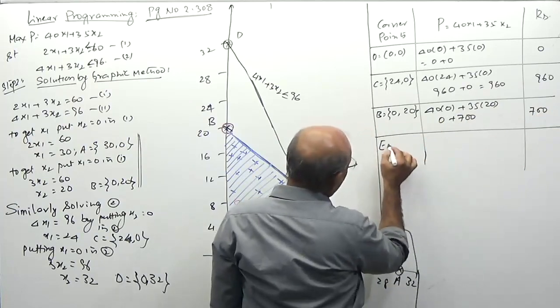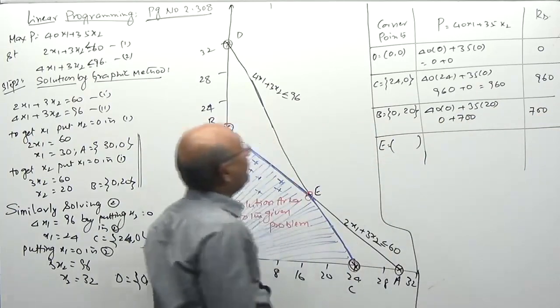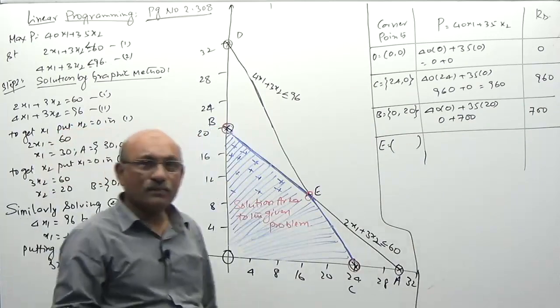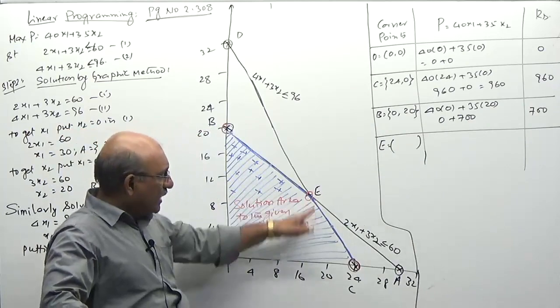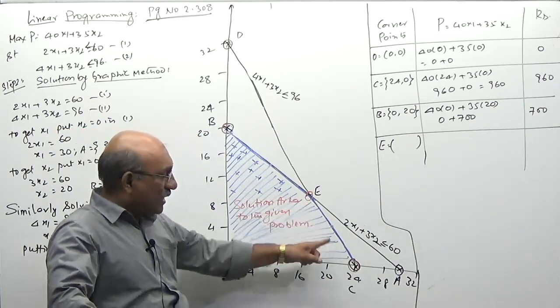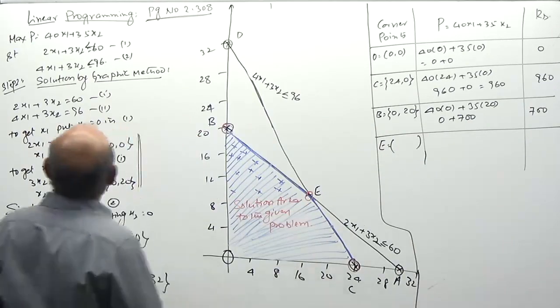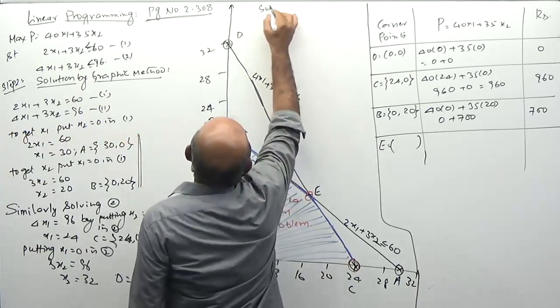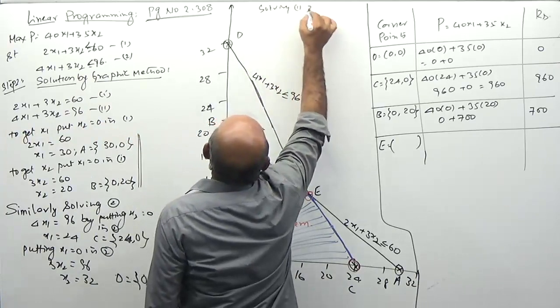Finally, there is one more point E, whose coordinates are not known to us. E lies at the intersection of lines 1 and 2, sir. Solving 1 and 2.